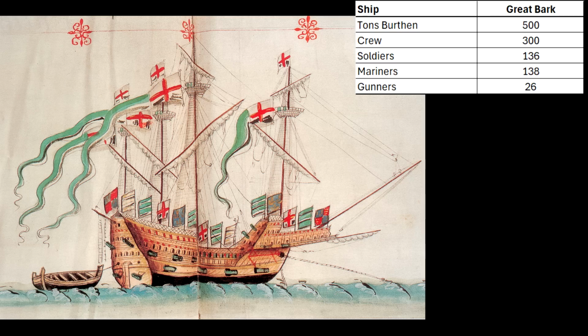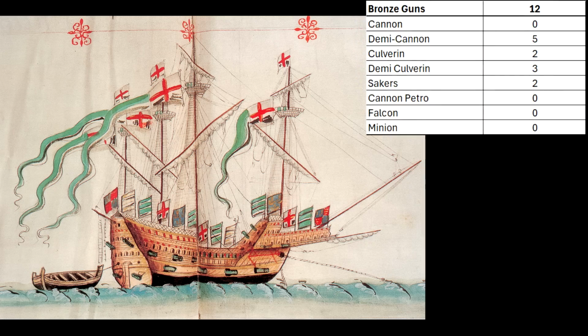In any case, this is the Great Bark, and yes, for those of you who are wondering, there is also a small bark later on in the roll. It's a substantially smaller ship visually, but it's still rated at 500 tons burthen, and compared to the slightly larger Matthew, actually has the same number of crew at 300. Although, being very, very precise, you can see we've actually lost 2 soldiers, only 136 soldiers, but we've gained 2 gunners. So what does this mean for our overall firepower?